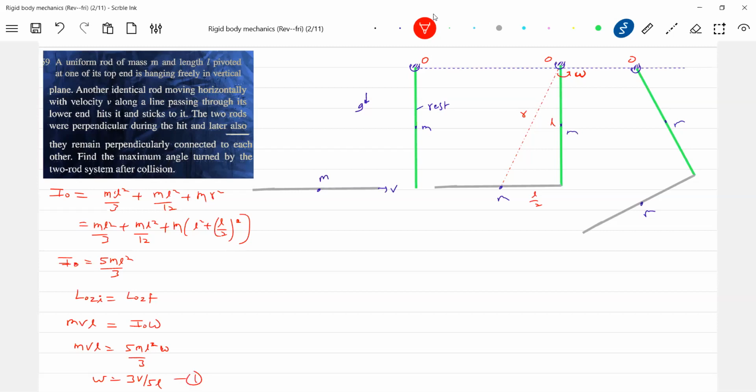Let me call this equation 1. What was our question? Our question is to get this angle, no? We have to get this angle with the vertical. How much angle will it make? This was our question, so this angle is what we have to find out.